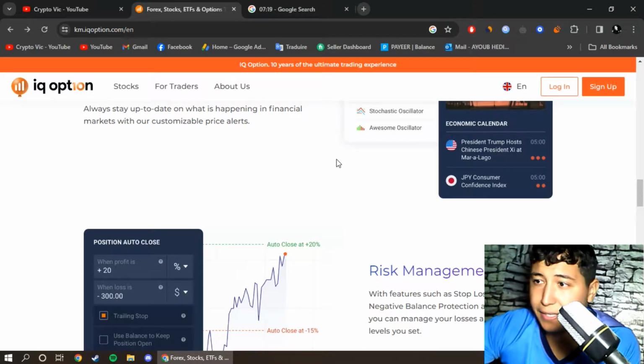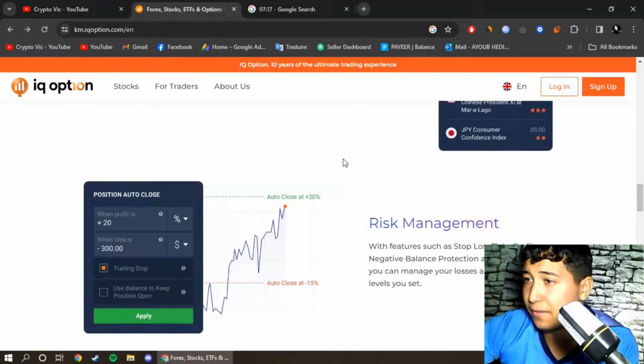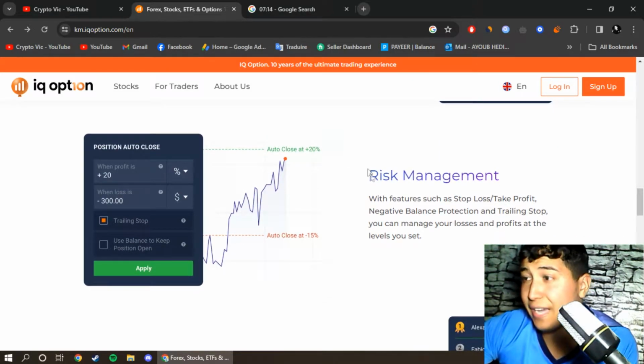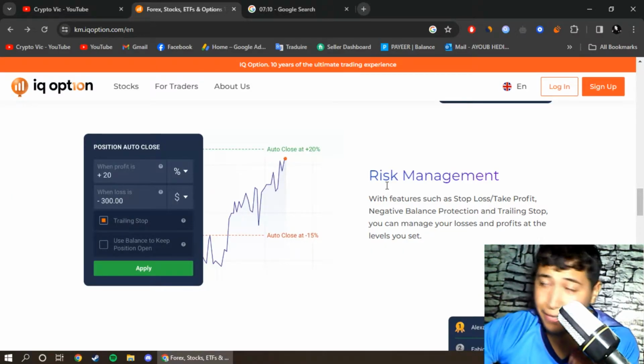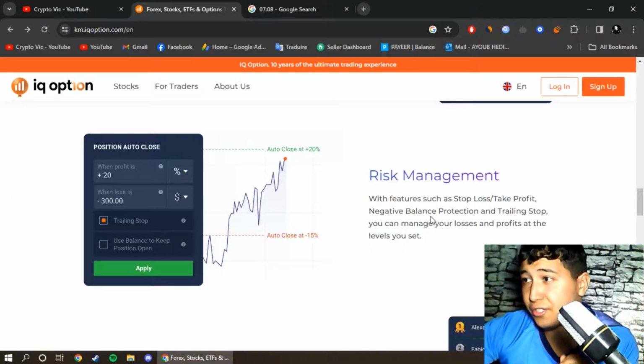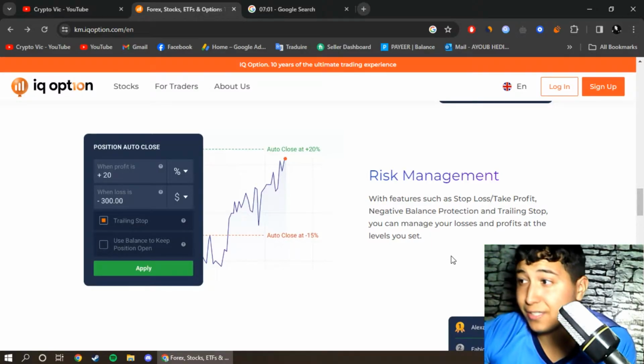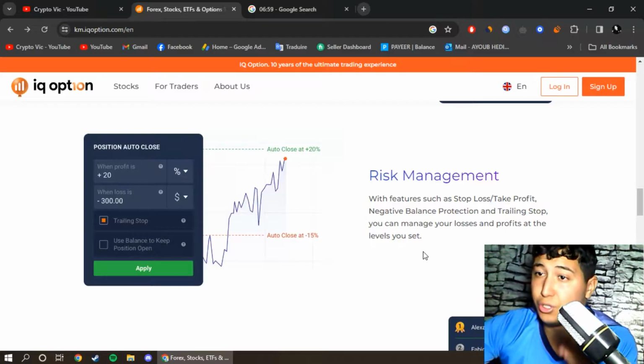Here you got the analytics. We're going to explain that later on the app. And here we got the risk management, and that is the important thing that I want to talk about, guys. With features such as stop loss, take profit, negative balance protection, and trailing stop, you can manage your losses and profits at the levels you set.